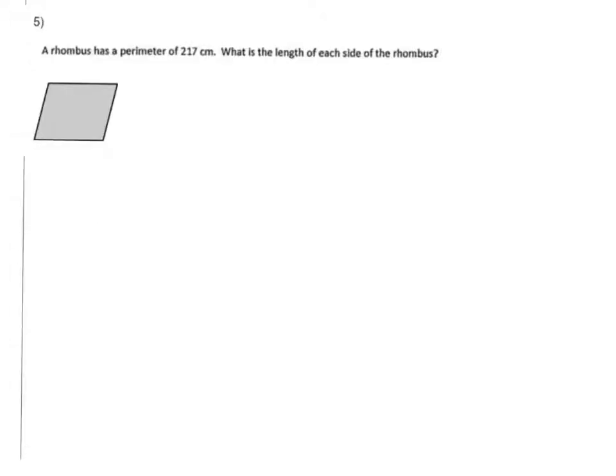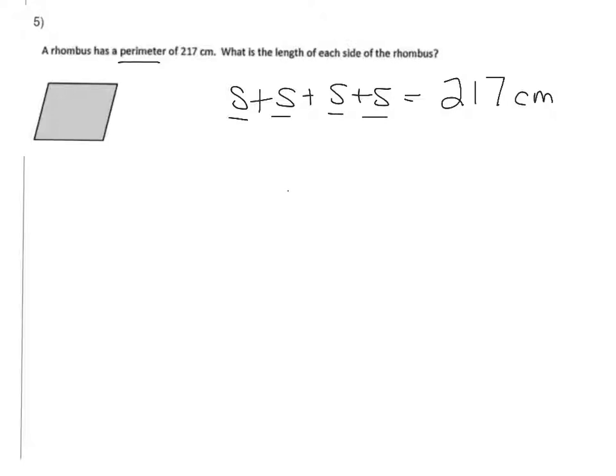Last 2 questions. It says a rhombus has a perimeter of 217 centimeters. What is the length of each side of the rhombus? Well, I know perimeter means side plus side plus side plus side. So all of those sides added together is 217 centimeters. So with that being said, let's think about what we know about a rhombus. A rhombus has 4 equal sides, doesn't it? So all the sides are the same length. So how would we be able to find out one side of each of the rhombus sides? If you said divide, you're correct.